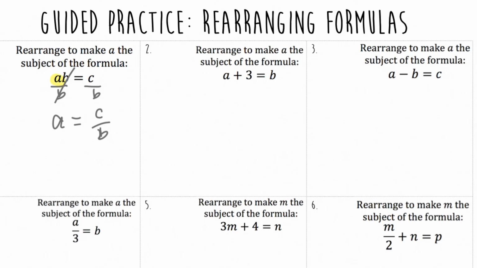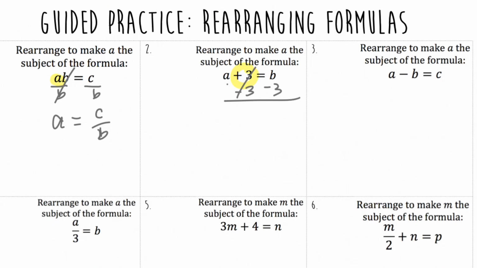Okay, let's take a look at the next one. We are still solving for A. Ask yourself, what is currently happening to A? So hopefully you say, we are adding 3 to A, because that's what's happening here. If you want to undo adding 3 to A, then you do the exact opposite. The opposite of addition is subtraction. So we're going to subtract 3 on both sides of our equation.